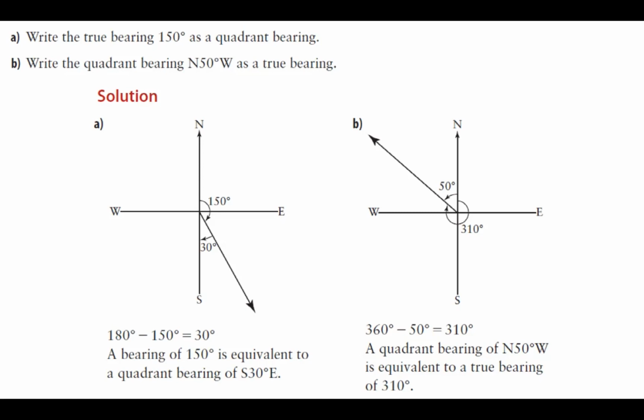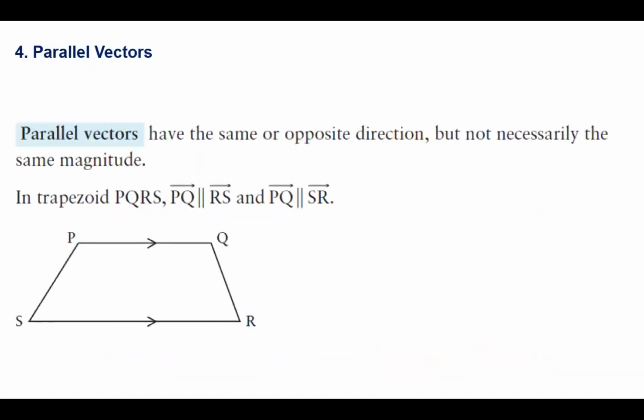All right, if no questions, let's have a look at another concept, which is called parallel vectors. Parallel vectors have the same or opposite direction, but not necessarily the same magnitude. So for example, in the trapezoid PQRS below, it is shown that line segment PQ is parallel to SR, right? So we know the vector PQ is parallel to vector SR. Also, we have the vector PQ is parallel to vector SR.